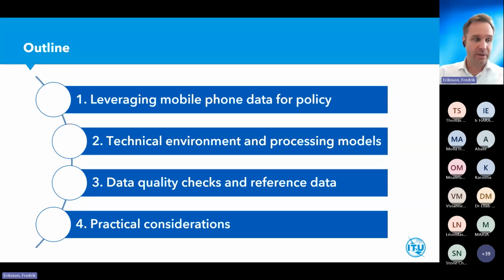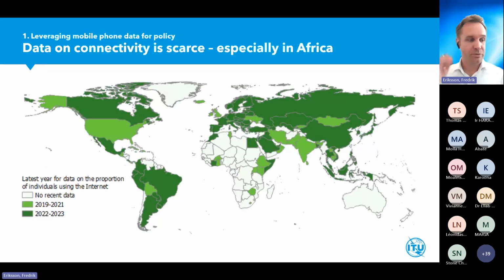So just to begin with, this map shows the share of the population using the internet across the world. And this data comes from ICT household surveys that are conducted mostly by the national statistics offices in the countries themselves. And it's reported to ITU on an annual basis.